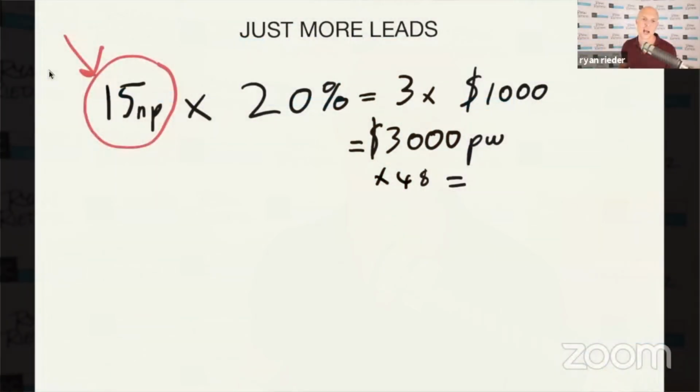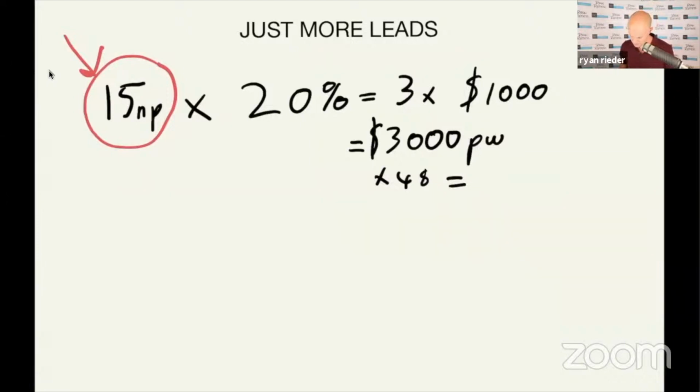Let's do that math. So let's change it up. Let's go 15, but your conversion rate is 20%. Stay with me here. So we've got 15 new patients, conversion rate 20%. And remember that your lifetime value or the case value is $1,000. I'm just giving you examples here. It should be around there, by the way. And that works out to $3,000 per week times 48 weeks.